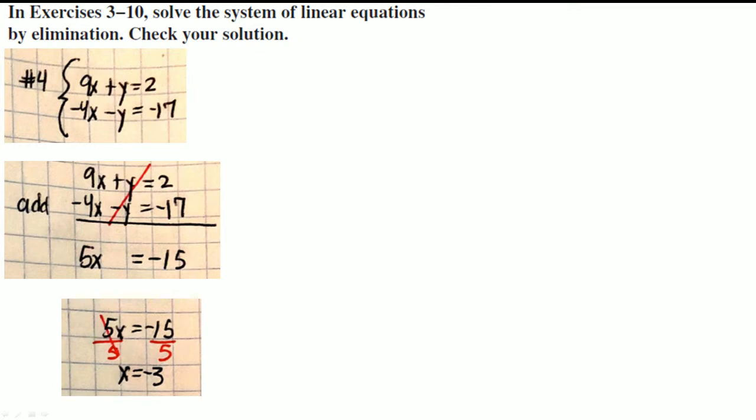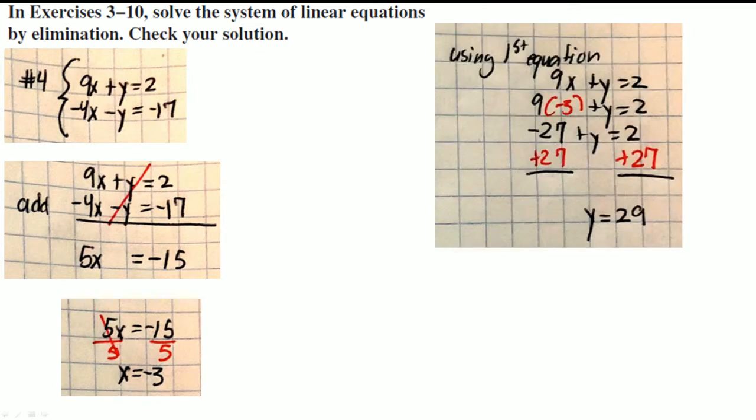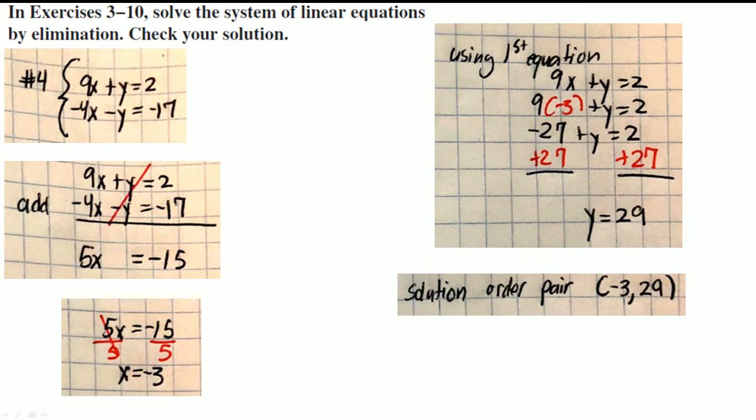I now need to solve for y, so I substitute it back into one of the equations. Here I'm using the first equation, 9x plus y equals 2. You can use either one. 9 parentheses negative 3 plus y is equal to 2. 9 times negative 3 becomes negative 27. Bring everything else down. It becomes negative 27 plus y equals 2. Add 27 to both sides. Y is equal to 27 plus 2 becomes 29. So the solution pair would be negative 3, comma 29.